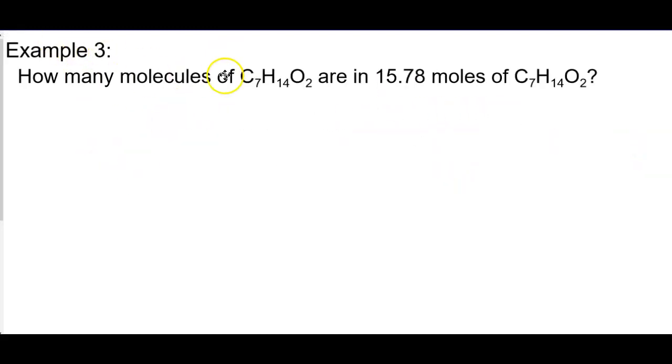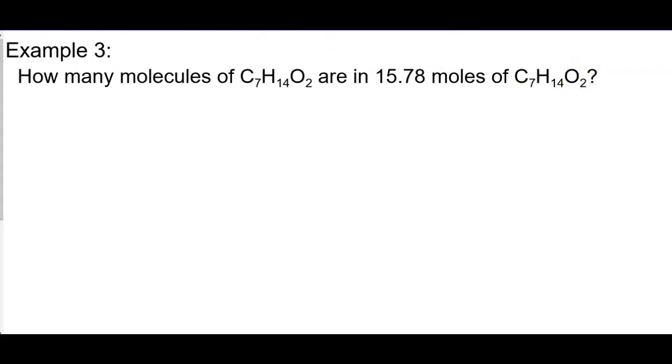Okay, example 3. How many molecules of this? This is molecules because it's a covalent compound, but I don't care if you use the word atoms here, or formula units of particles. Really, that's just being super technical. But how many molecules of C7H14O2 are in 15.78 moles of C7H14O2?